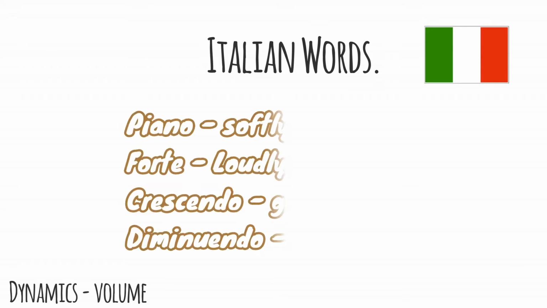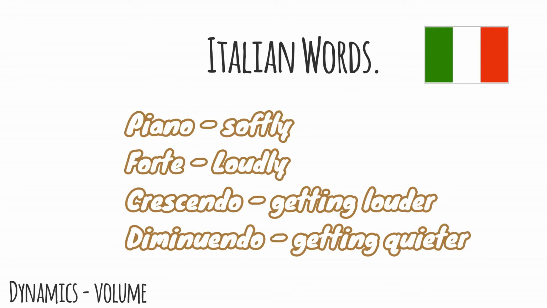Dynamics are basically the volume of the music. Some terminology I would use with children would be piano for soft, forte for loud, crescendo, that means the music's getting louder, diminuendo, that means the music's starting to get quieter.